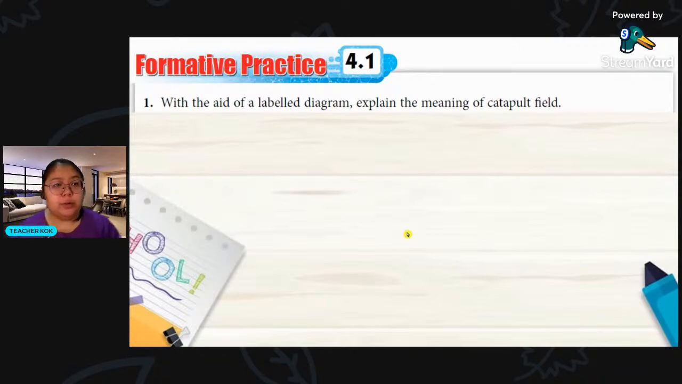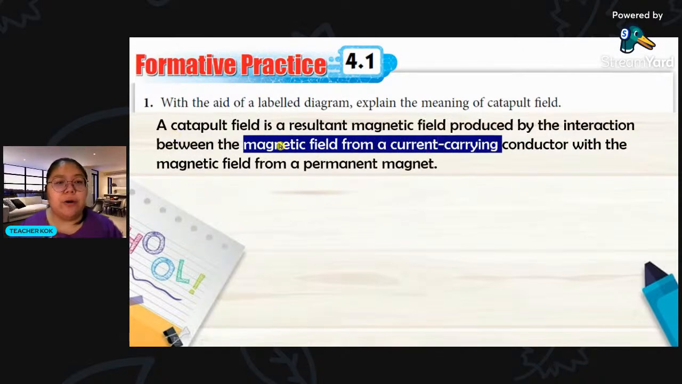Catapult field must be produced when there is interaction between two magnetic fields. One from the current carrying conductor, number two from the permanent magnet. When they interact, they produce a catapult field. Catapult field is a resultant magnetic field, that means the final magnetic field, produced by interaction. Remember this one word you need to put: interaction between the magnetic field from the current carrying conductor with the magnetic field from the permanent magnet. So this one we call catapult field.